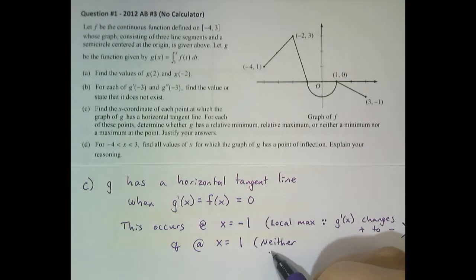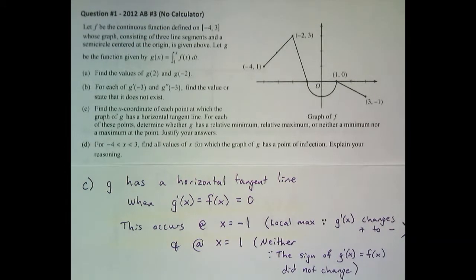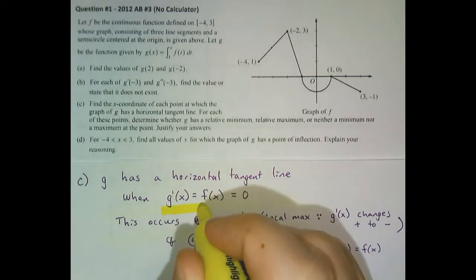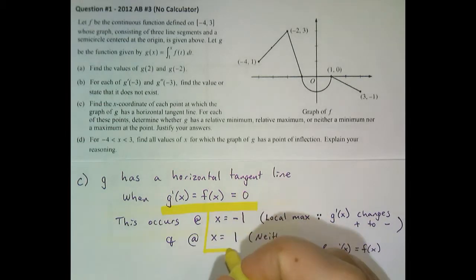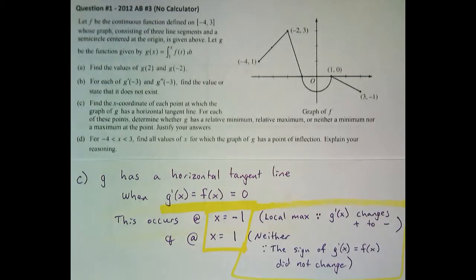So because the sign of G prime of x, which again, reminder, is the same thing as f of x, did not change. Okay, there's part C. For the grading for part C, you get 1 point if you consider G prime being set equal to 0. You get 1 point for identifying the locations, and then 1 point for the justifications. So a total of 3 points.